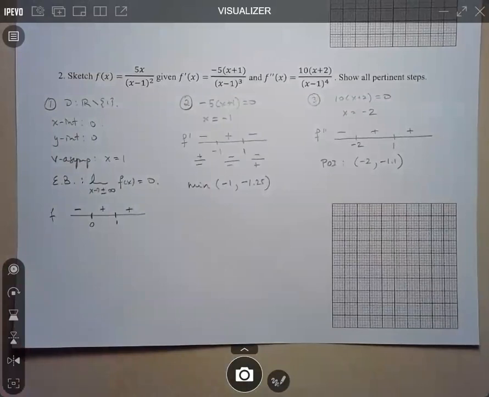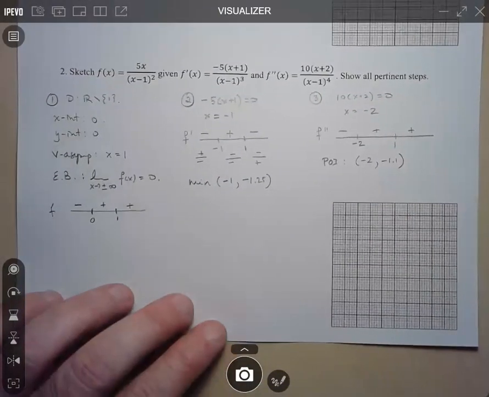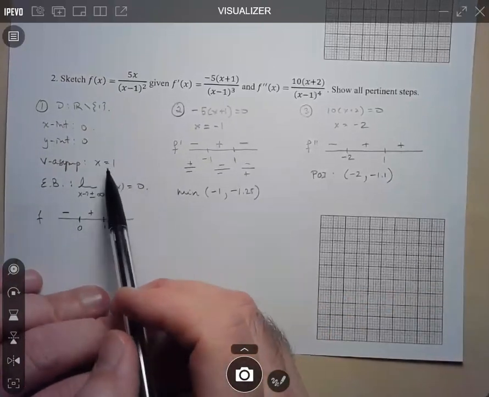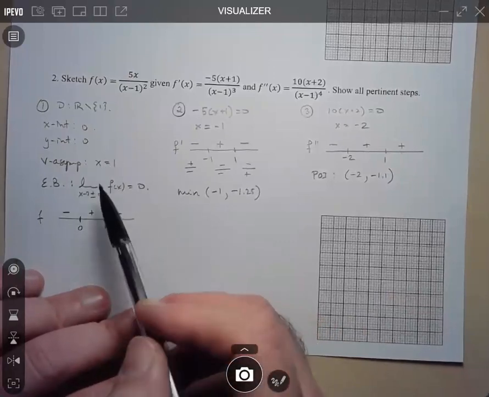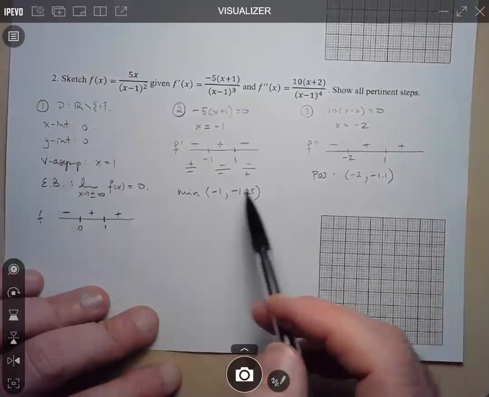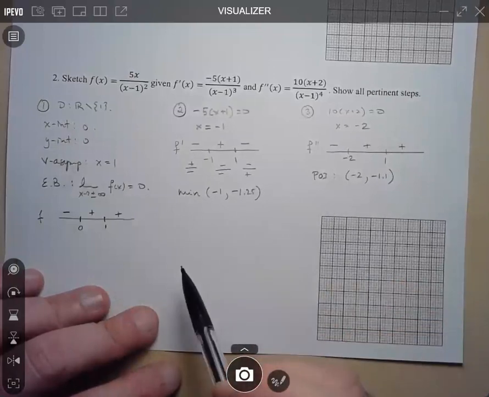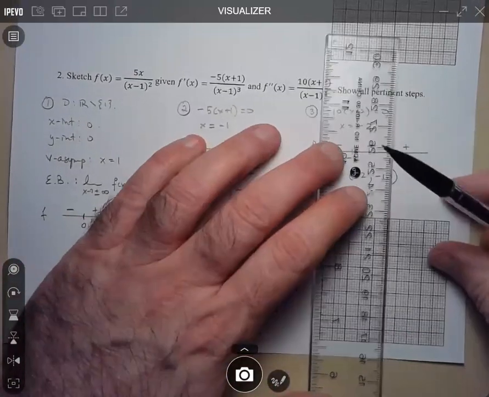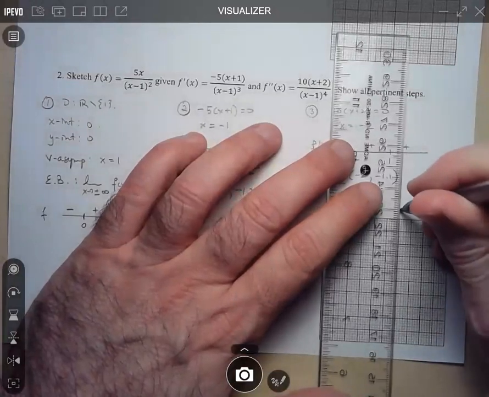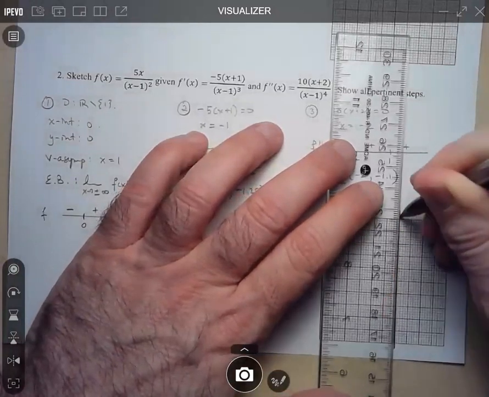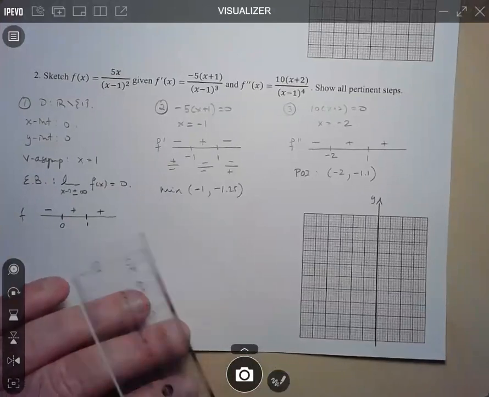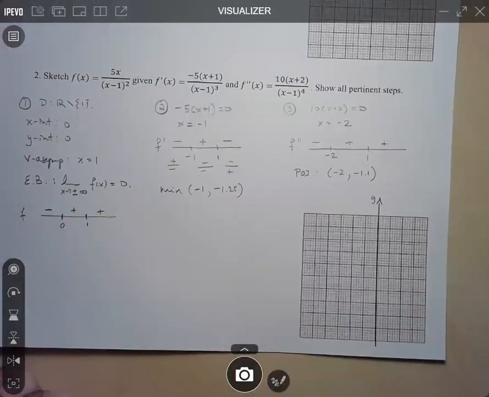So I'm just going to grab a ruler and try to set up my graph. Okay. So let's take a look at my x values. I have an asymptote at 1. I have an x-intercept at 0. And then my minimum and point of inflection are at 1 and -2. So that means I'm going to put my y-axis a little off to the right so that I've got more room on the negative side. Okay, and given the numbers, I'm just going to go up by 1 per box.